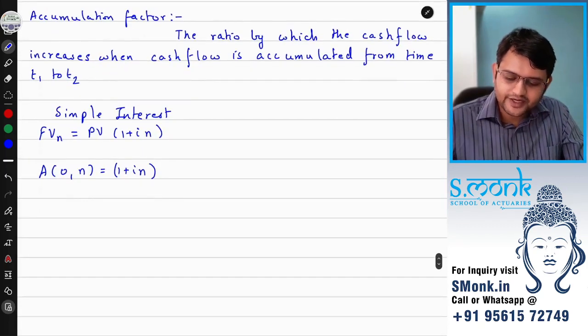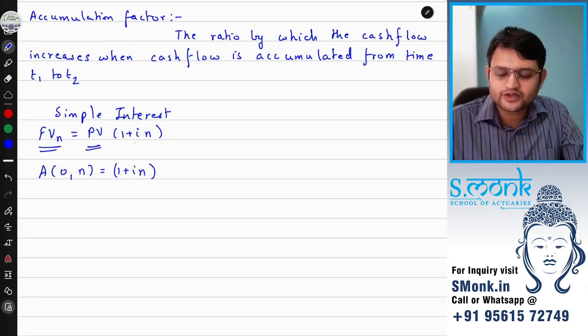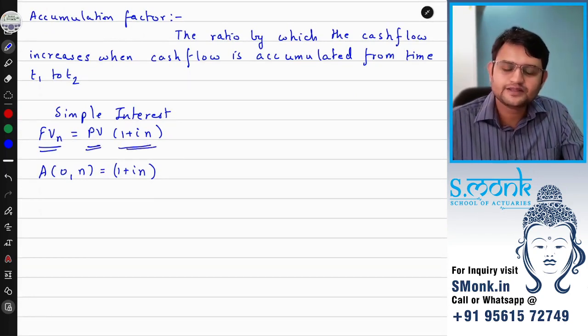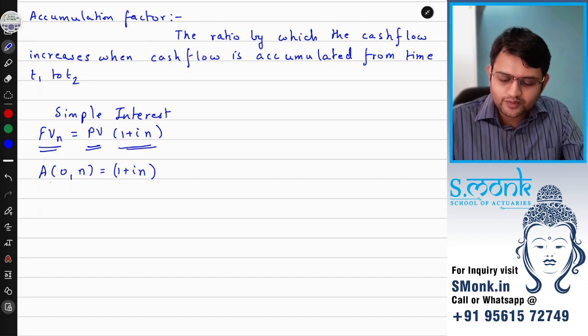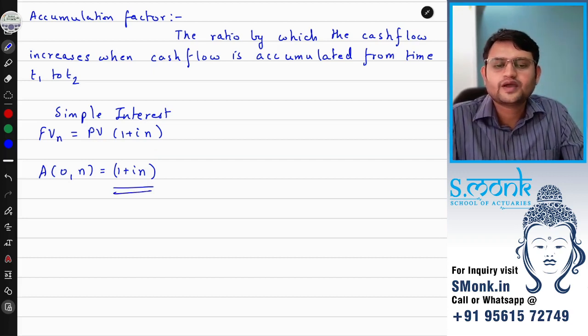So for simple interest, we can say future value at time n will be nothing but present value into 1 plus in. So accumulation factor from time 0, because we are starting from time 0 and we are going to time n, accumulation factor 0 comma n would be nothing but 1 plus i into n.